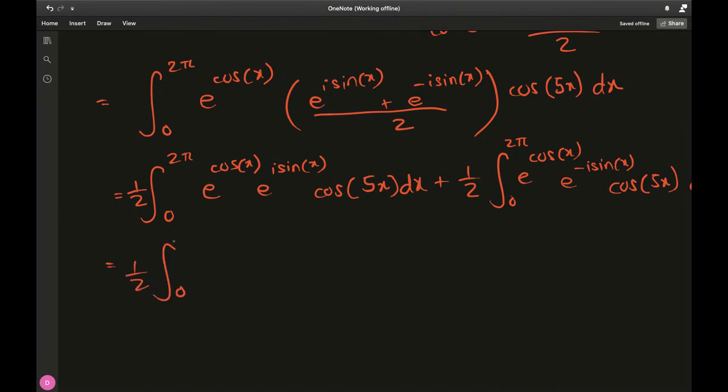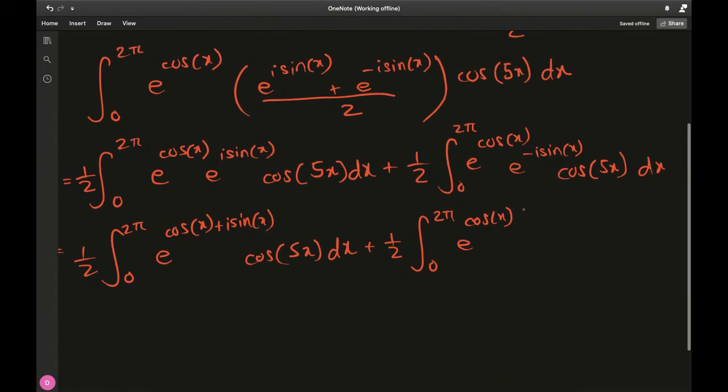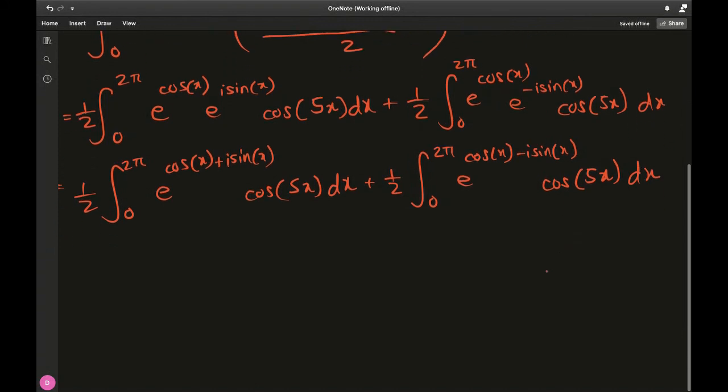Fair enough. Now I'm going to use some exponential properties. If you have a product of two exponential terms, the powers can add up, provided you have the same base. Here the common base is e, so we can do that. So we have e to the cosine of x plus i sine of x, cosine of 5x dx, plus half integral from 0 to 2 pi of e to the cosine of x minus i times sine of x, times cosine of 5x dx.